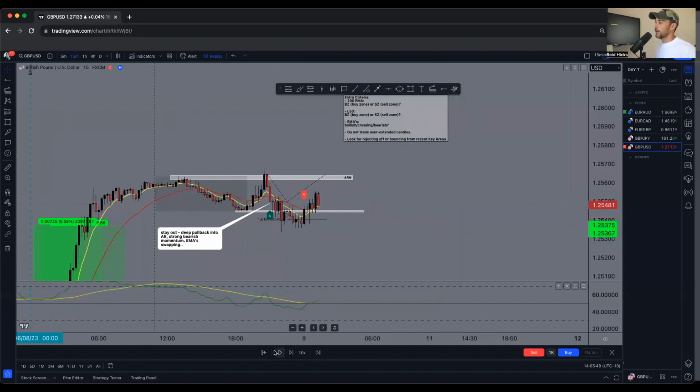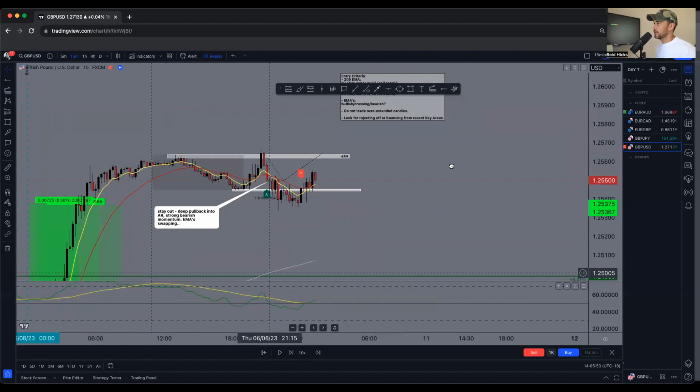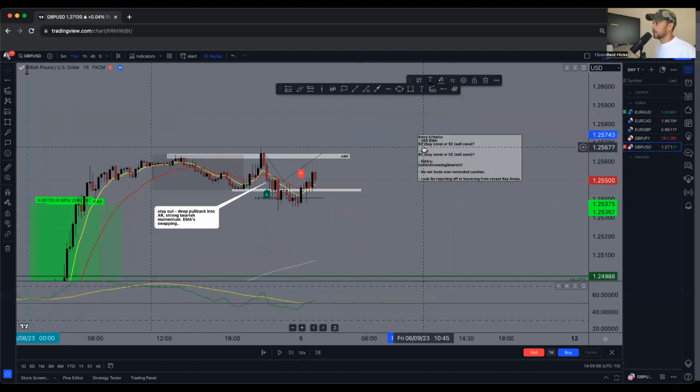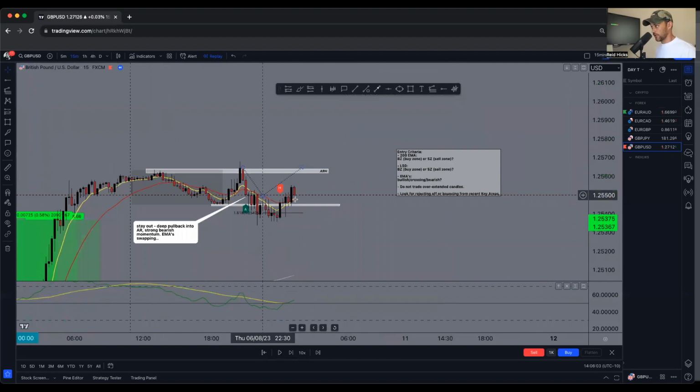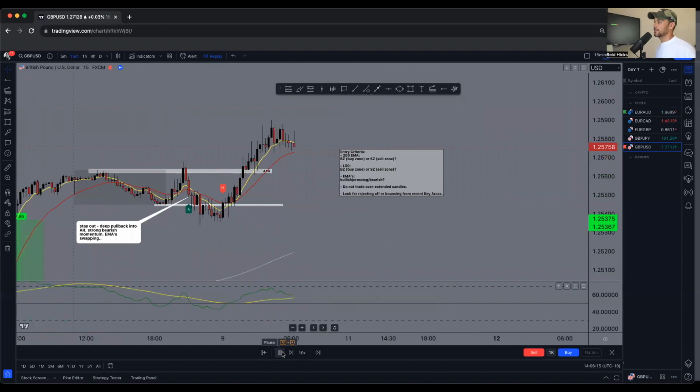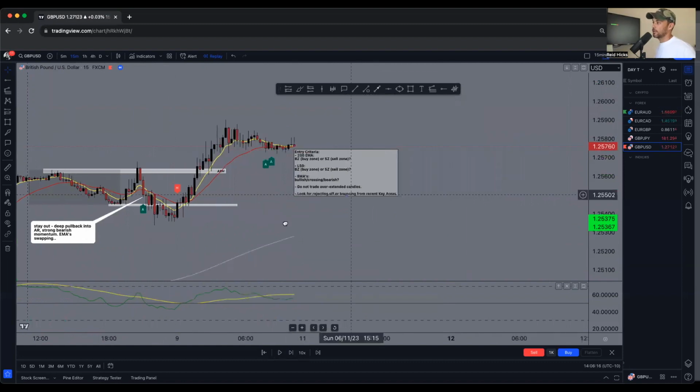At this rate, I'm not looking to go short. 200 EMA, just like my criteria says: is it in the buy zone or sell zone? If price is above the 200 EMA, I'm looking to buy. I'm not looking to short, even though it's testing the Asian range low and presenting a sell signal. I don't want to trade it. So what I want to do is get to the next day. I'm just going to keep playing forward.